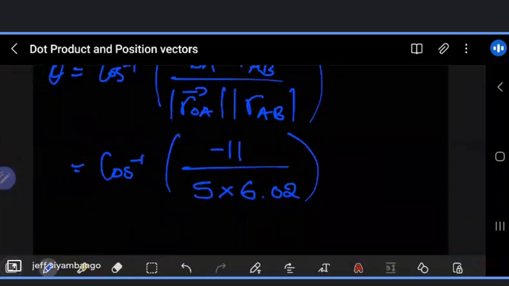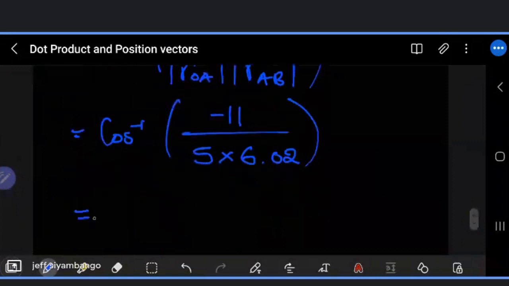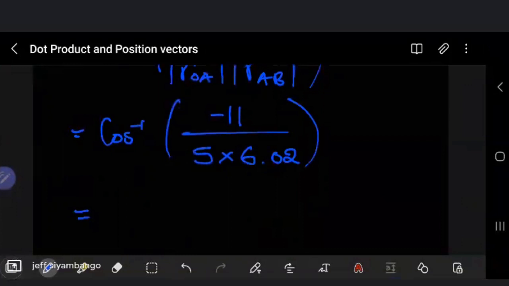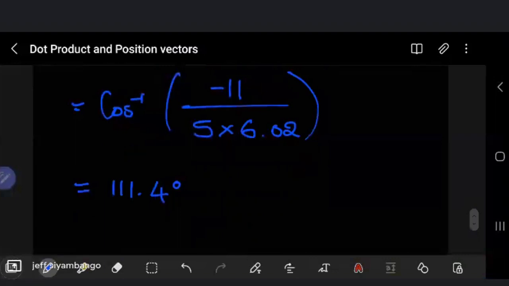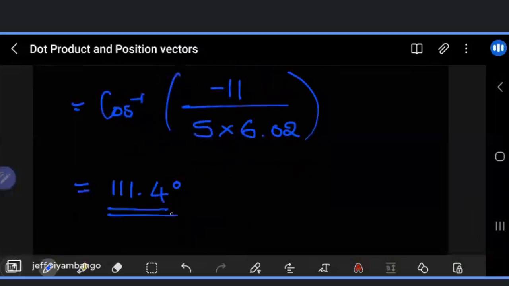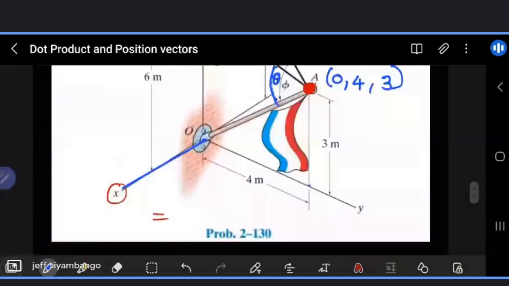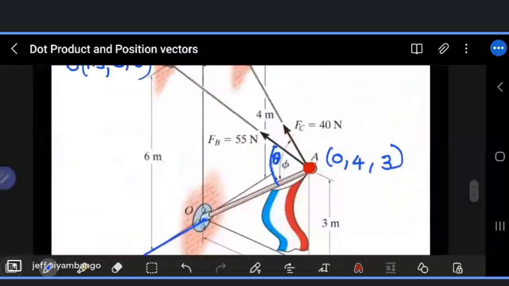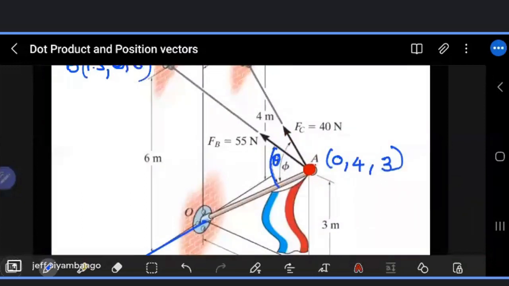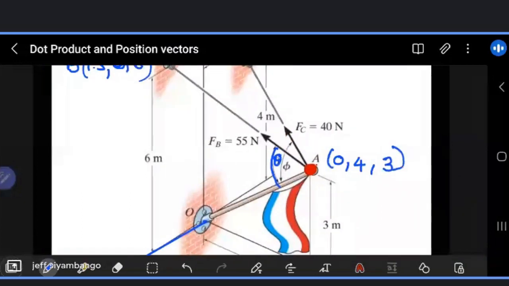So let's evaluate this. What are we getting? 111.4 degrees. Like this? Yes. Okay. So this is the angle that we are finding there. Let's look at it. Okay, yeah, that's what we're getting there. Is that okay?